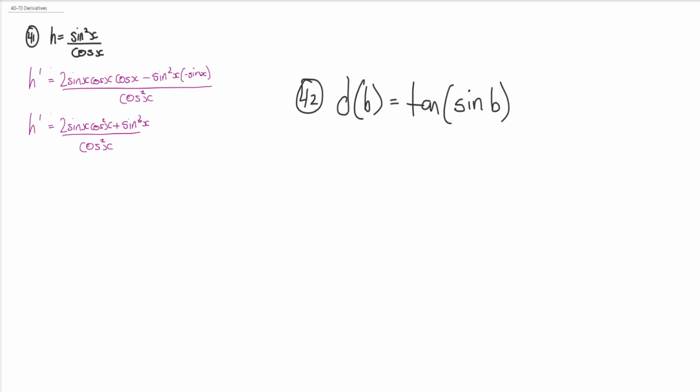So the outside is the tan part. And the d here is kind of confusing, so let's actually not use d. Let's call that p of b. Okay, so p of b. So p prime of b is equal to, well, secant squared of that thing, but then that thing's derivative is cos of b, right? And it doesn't really get simpler than that. Boom.